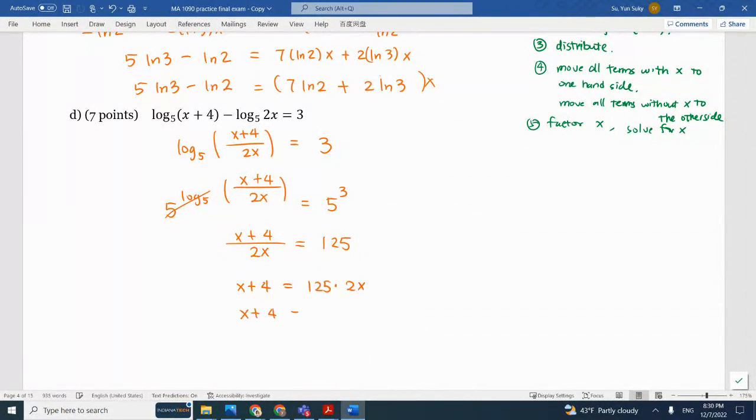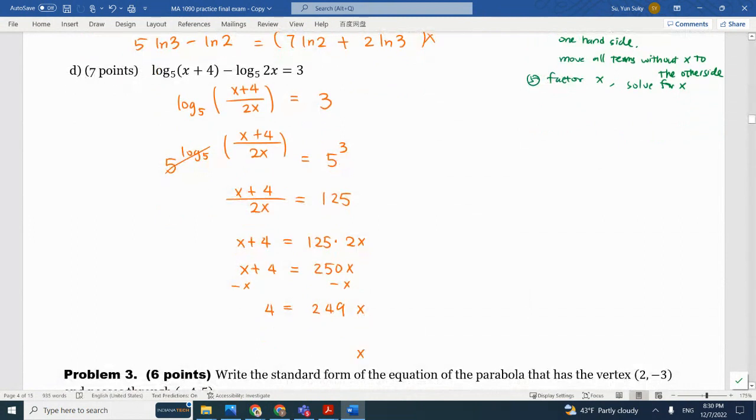And then 2 times 125 is 250. And then subtract x on both sides. We get 249x. Solve for x. So both sides divided by 249. We get x is 4 over 249.